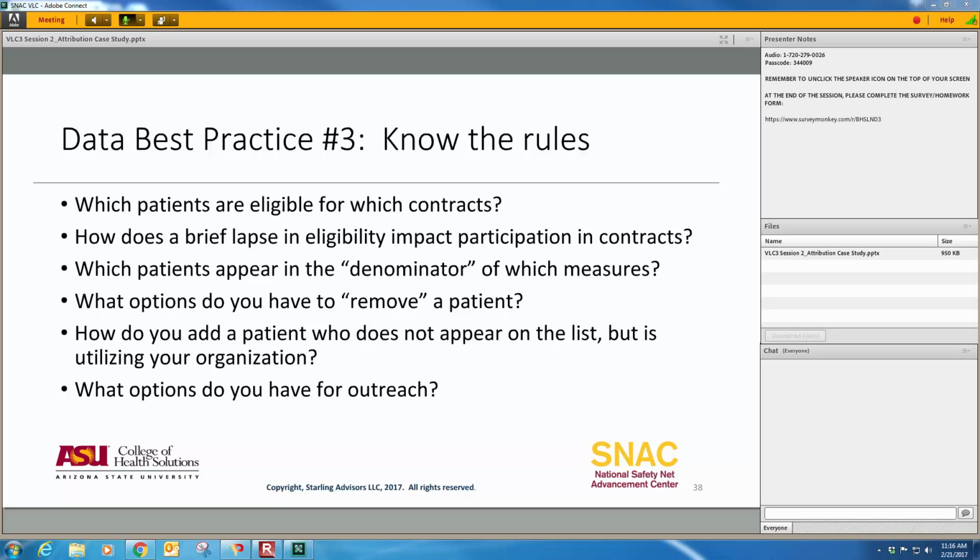And lastly, what options do you have for outreach? You guys kind of hit on having the phone number and contact information is good. What are your other strategies going to be? How are you going to use the information and put it into action? Through what mechanisms?